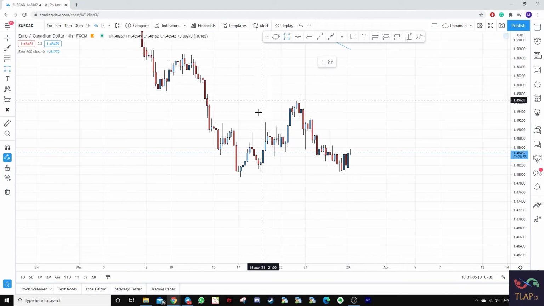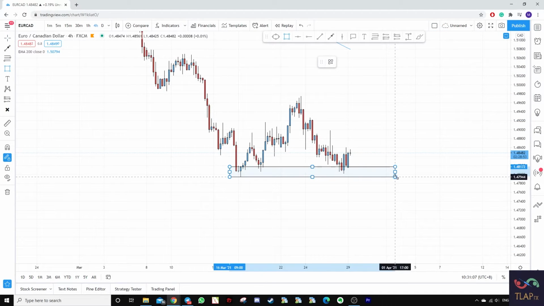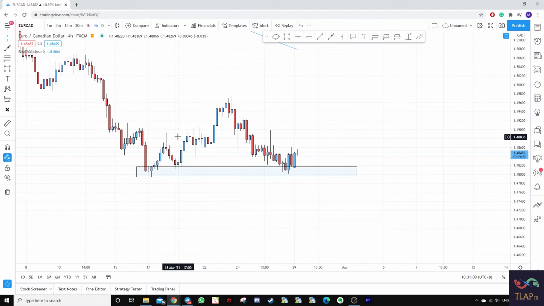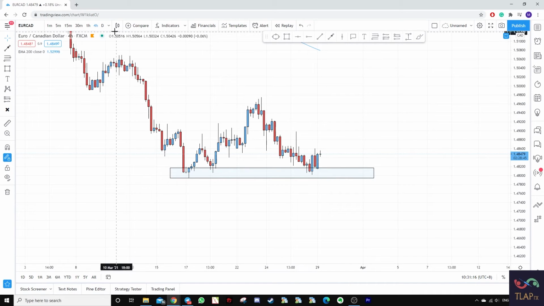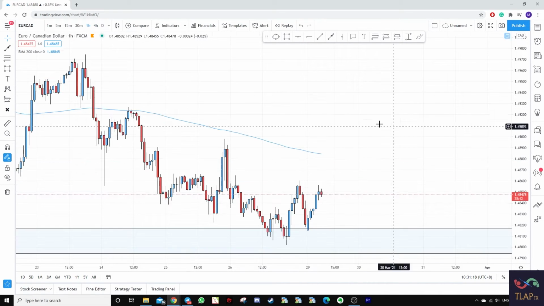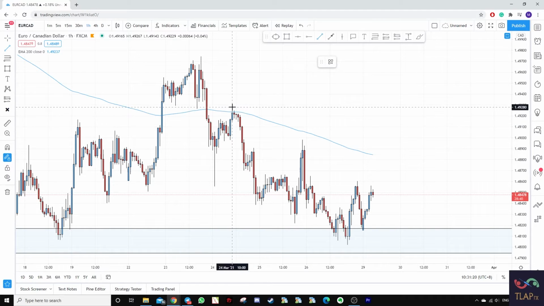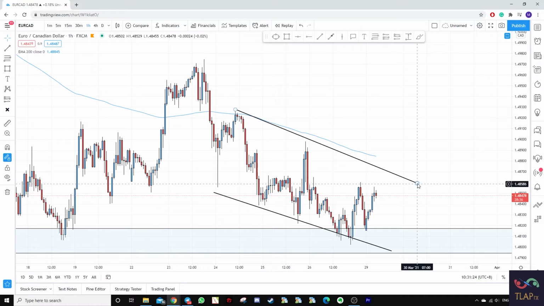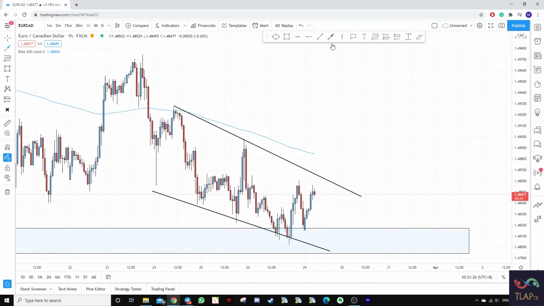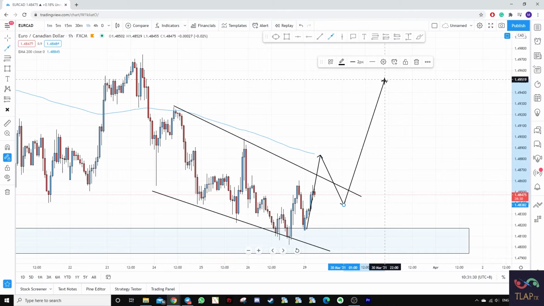Next we have the EURCAD. Over here we can draw a clear zone where prices came back to retest for the third time. And over here we drop down to the lower time frame, and you can see we have a falling wedge over here. So we're expecting prices to break out of this level, come back for a retest before taking a long position.